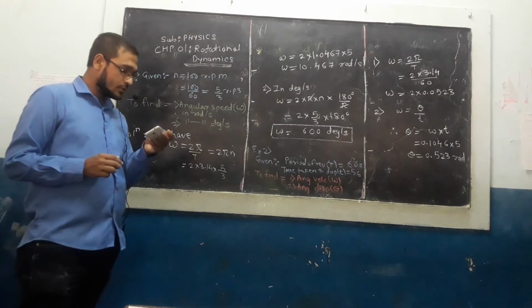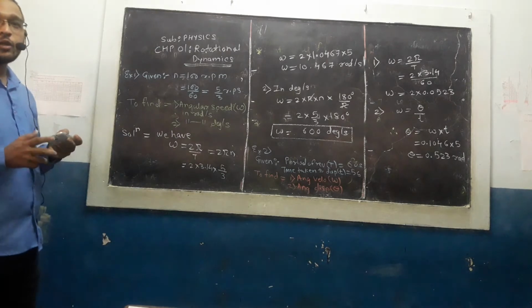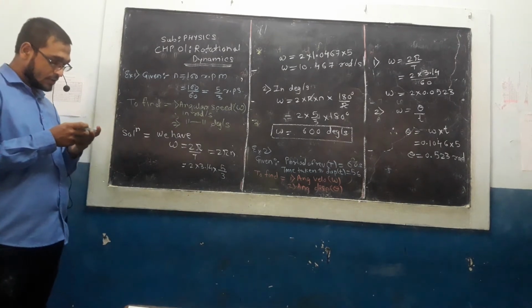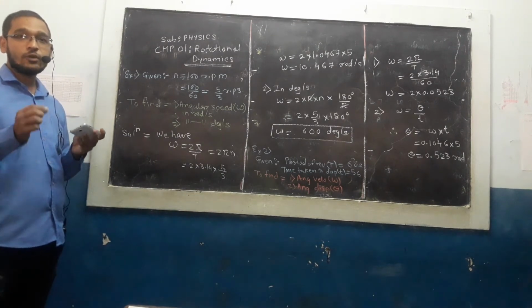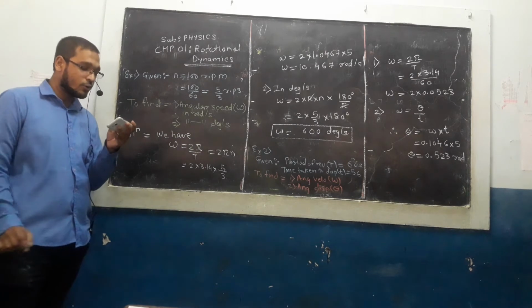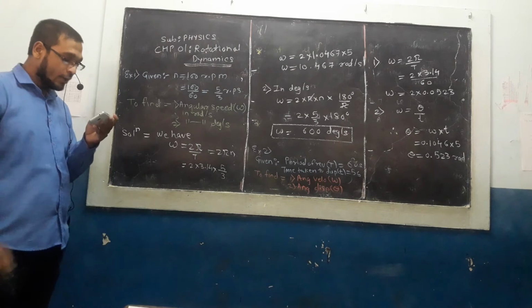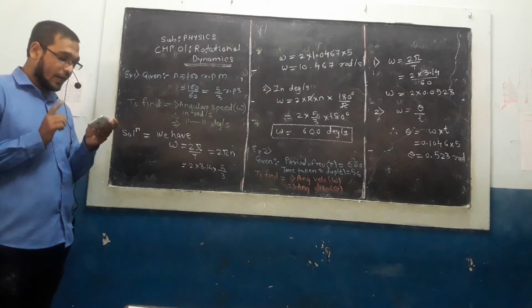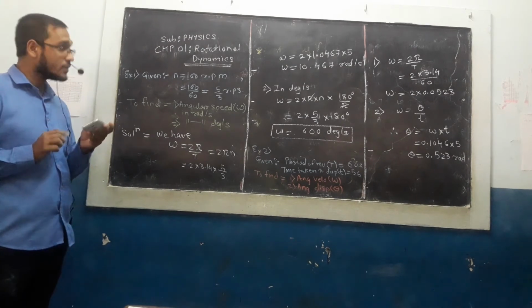The numericals based on angular displacement, angular velocity. So first numerical from the given notes. First, what is the question? A turntable rotates at 100 revolutions per minute. Calculate its angular speed in radian per second and degree per second.